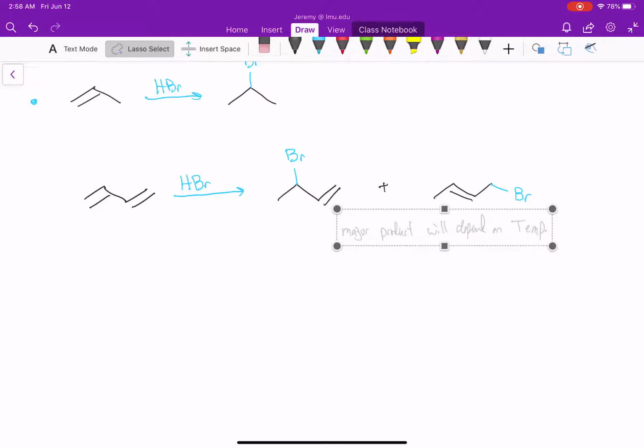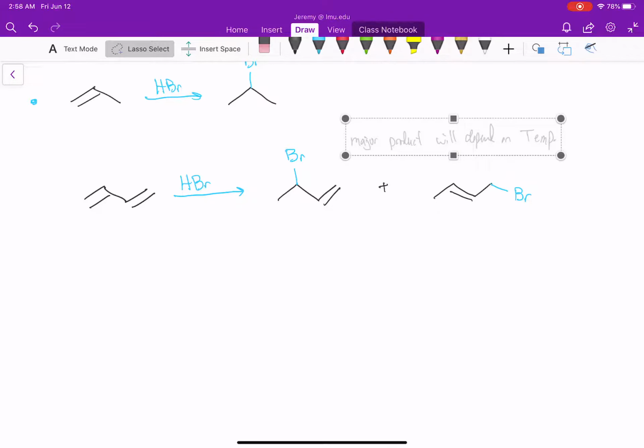All right, so let's go through the mechanism so we can kind of understand this. This is the same mechanism we've seen before, right? Same mechanism as the reaction above. So if we have HBr, that's a strong acid. We have H plus and Br minus. Our first step is we're going to protonate one of the alkenes. We should note that these alkenes are symmetric, so it really doesn't matter if I protonate the alkene between 1 and 2 or 3 and 4. I'll protonate the alkene between 1 and 2.